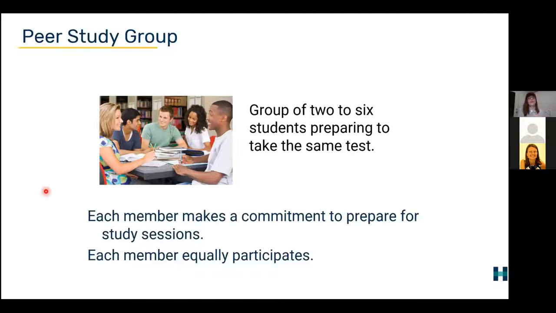This specific group is high school students, but any group can be 2 to 6 students preparing for the same test that have a commitment to prepare for a study session. I've had groups of high school students actually sign a commitment paper that for an hour and a half, they're committed to stay on task and won't talk about their soccer game or anything else. Each member equally has to participate and be accountable to each other.